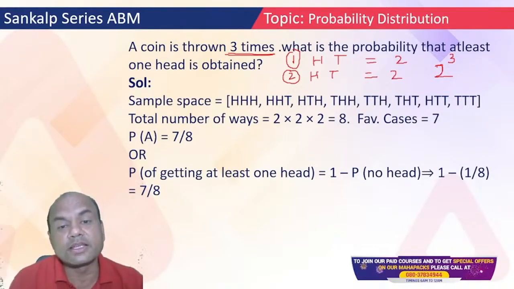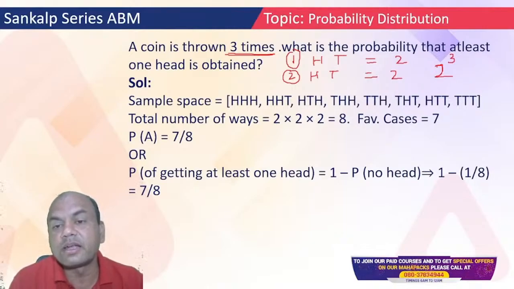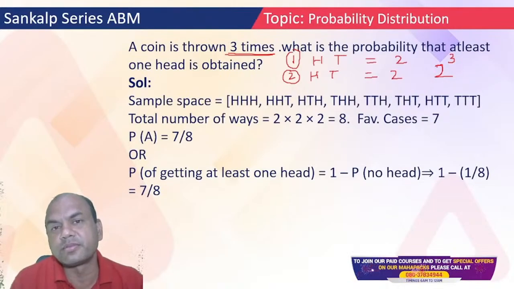It is either HHH. See, 3 times I am throwing the coin. So I can get all heads also, or head tail, or head tail head, tail head, tail head head, tail tail head, and all these. Here you see, these are 8 possibilities available.